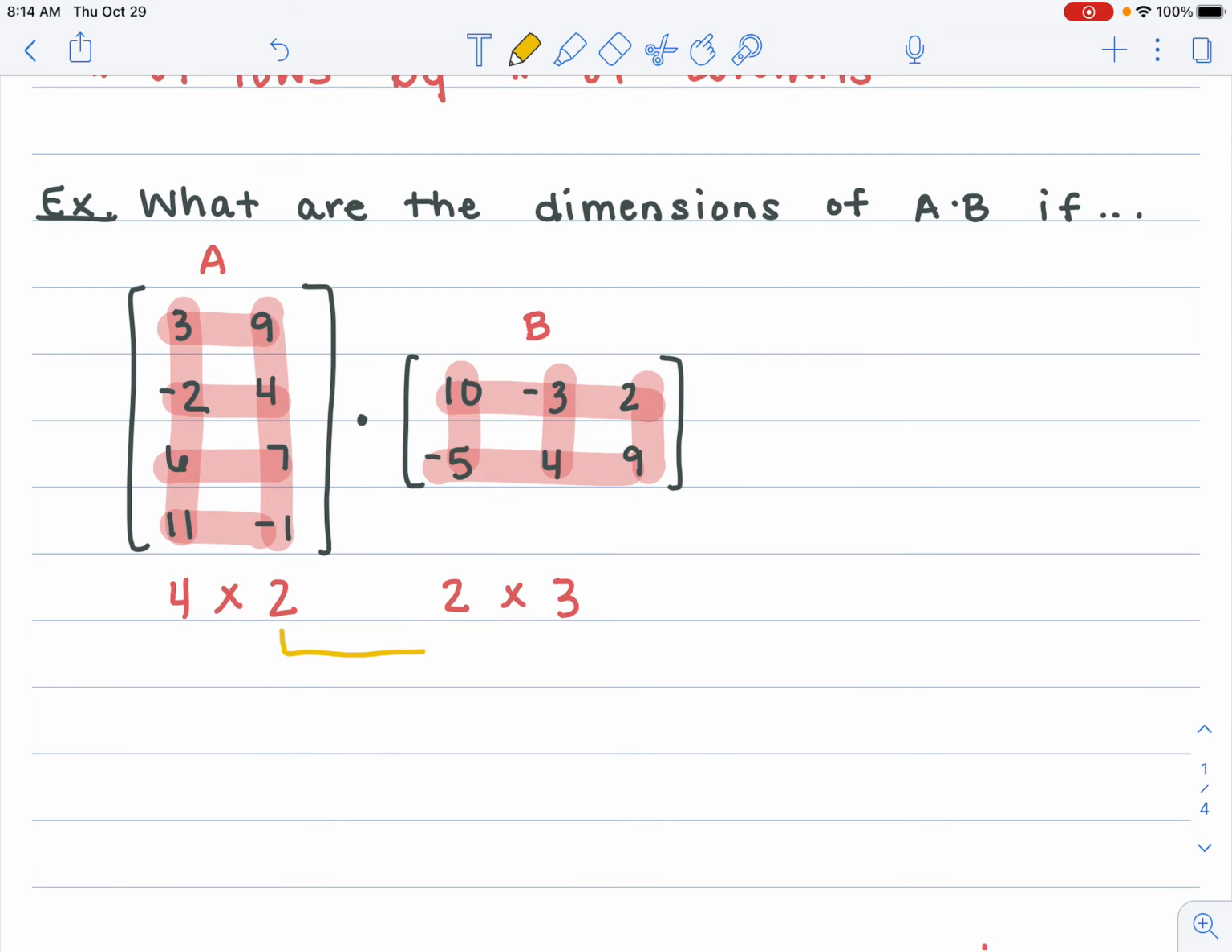So how do we figure out if we can actually do the multiplication? We look at these two inside numbers here, and they have to be the exact same. So the number of columns from your first matrix has to be the exact same as the number of rows from your second matrix. If they're not the same, then we cannot do multiplication. Now, the whole point of this question is to figure out the dimensions of our brand new matrix if we actually do the matrix multiplication. We're going to take the rows from matrix 1 and the columns from matrix 2 to make the new dimensions.